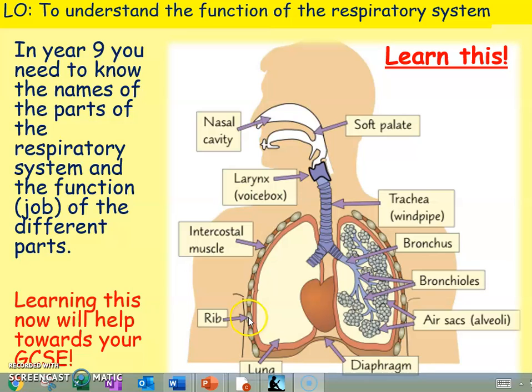We then have the ribs, which are the grey bits, connected by these intercostal muscles. Intercostal just means between the ribs. These muscles allow the rib cage some movement. It allows the ribs to be able to expand and contract, and that helps with breathing also. Learning all these parts and their functions now will help towards your GCSE, as you will look again at these next year.